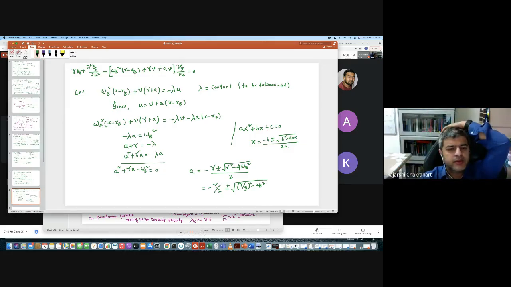This is minus lambda u, I'm calling it. And your u is v plus a into x minus b. And then you have omega b square x minus xb plus v into gamma plus a, which is this, equals to minus lambda v minus lambda a. Okay.